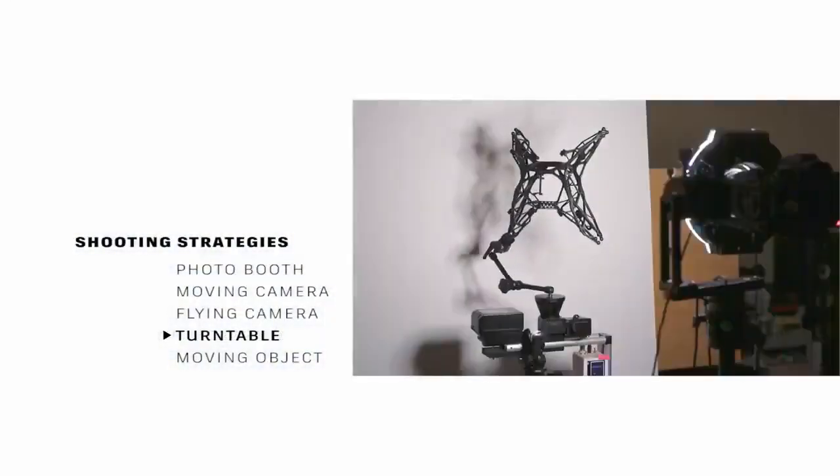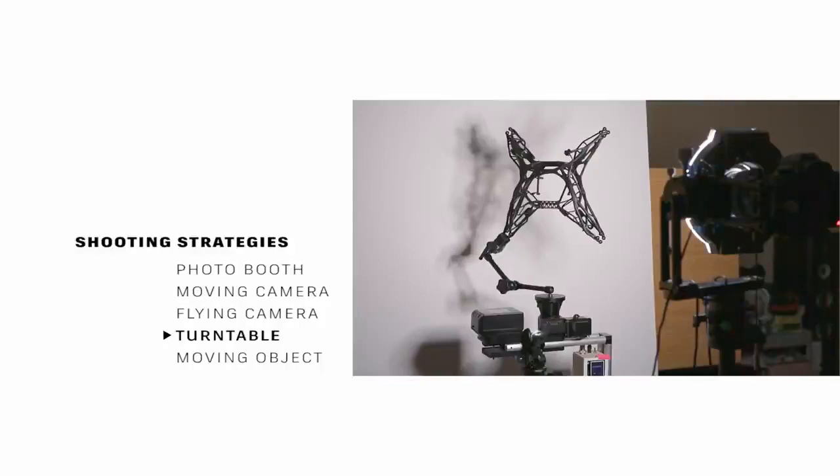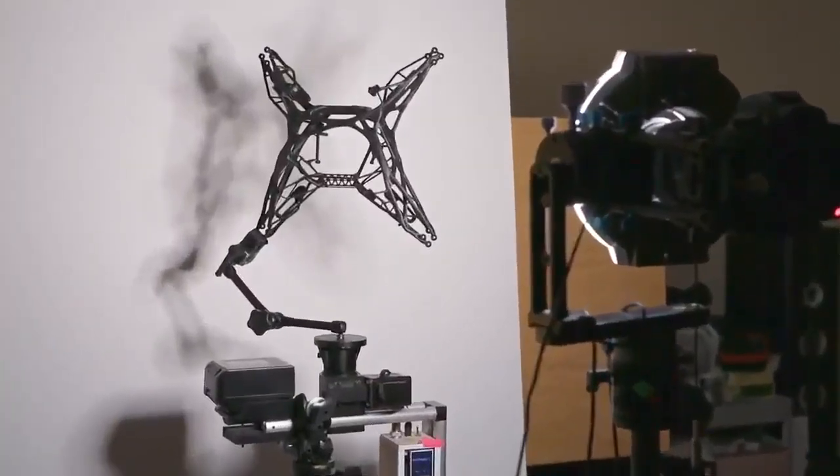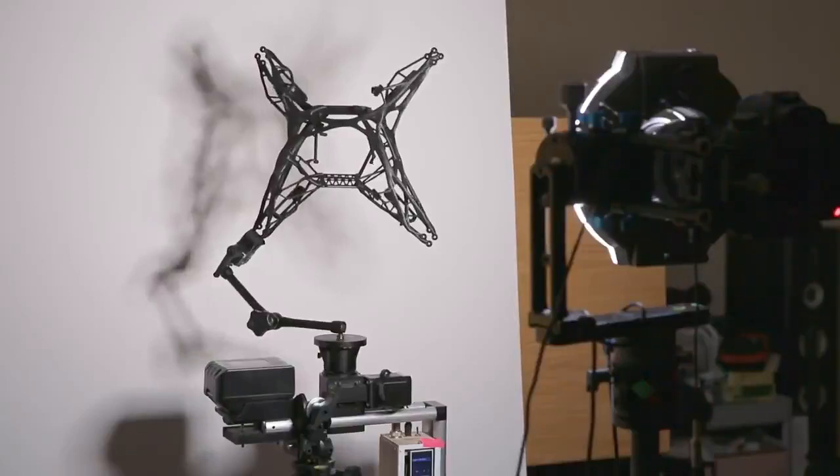The next technique is automated turntables. A turntable spins your object in set increments and triggers a stationary camera. The advantage of a turntable is you can move your object to shoot all sides, thus capturing the entire object. For a turntable to work properly, follow these guidelines.